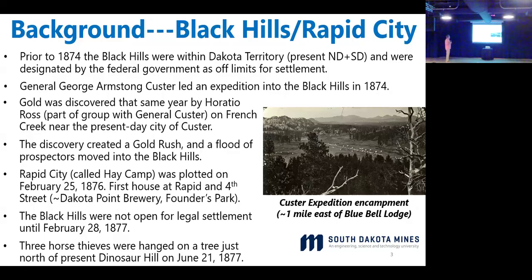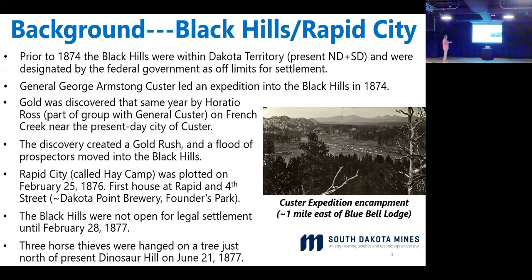That's pretty cool. And the city was first plotted in 1876, which is roughly where Dakota Point Brewery is today. And that's, of course, why we call the park across the street Founders Park. But it wasn't until 1877 that the federal government opened up the Black Hills. So clearly there was a lot of activity not authorized by the federal government happening in those years between when Custer came and 1877.